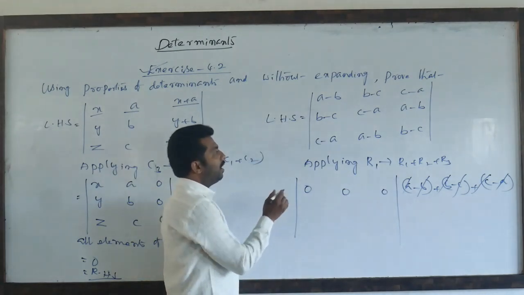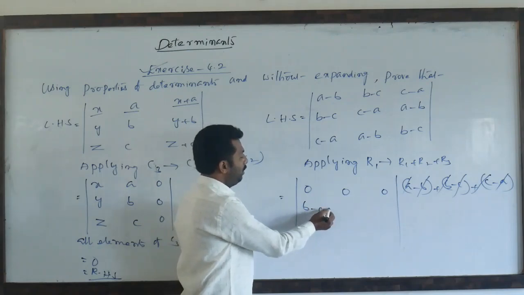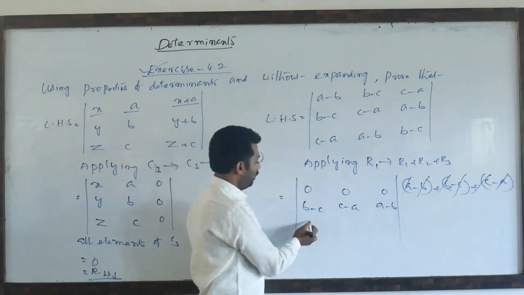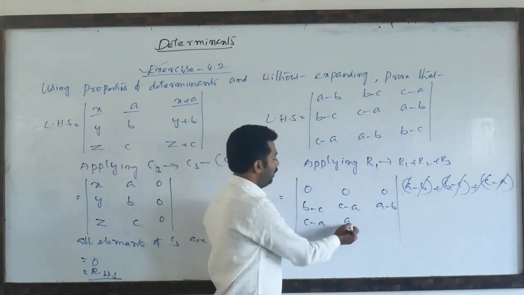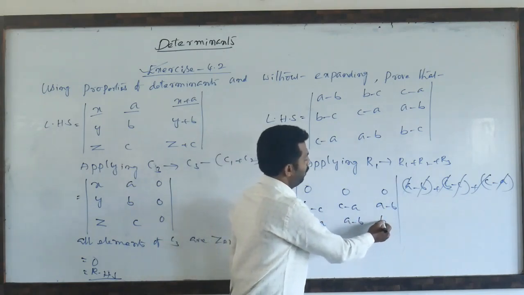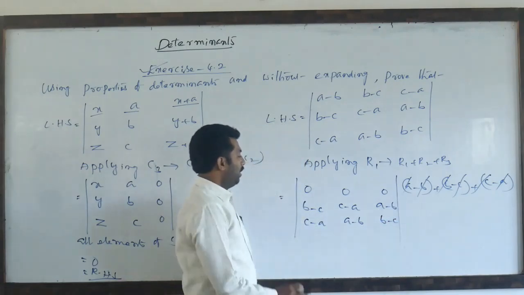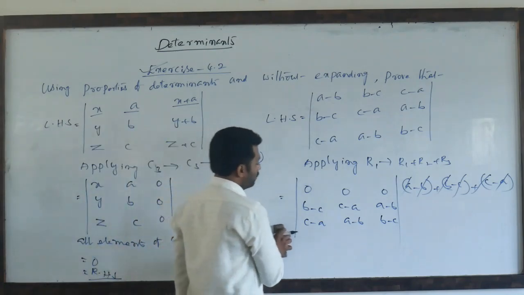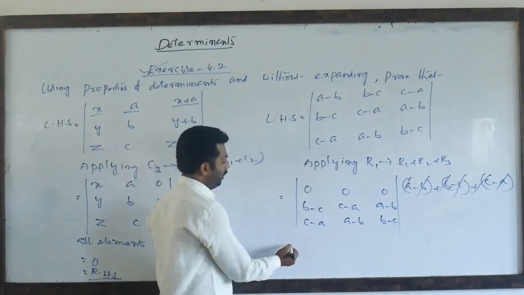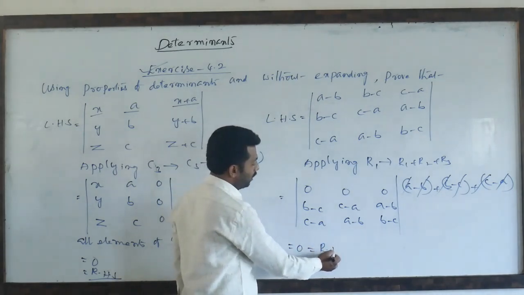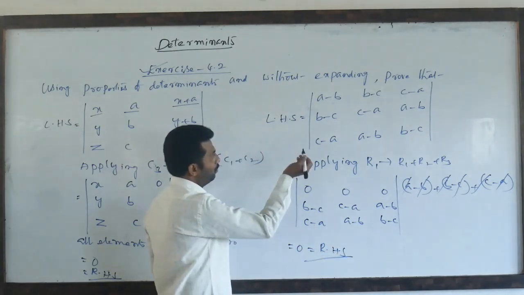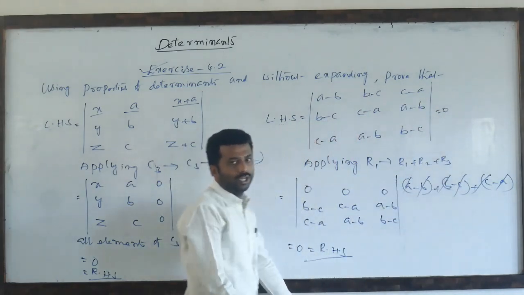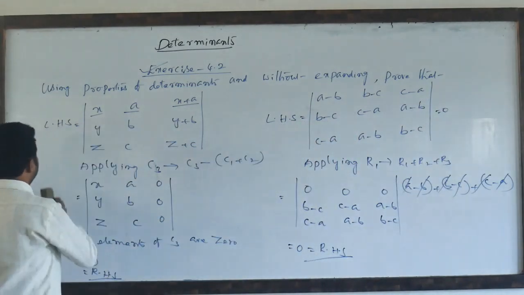There are no changes in R2 and R3. As I already told you, if all the elements of any row or any column are zeros, then the value of the determinant is always 0, which is the RHS. So this total determinant must be 0. Okay, like that we have to answer.